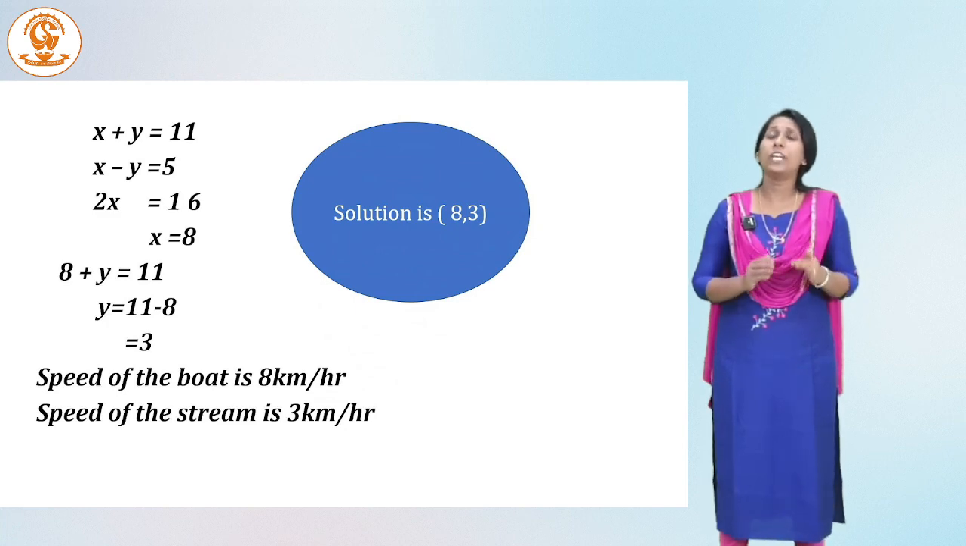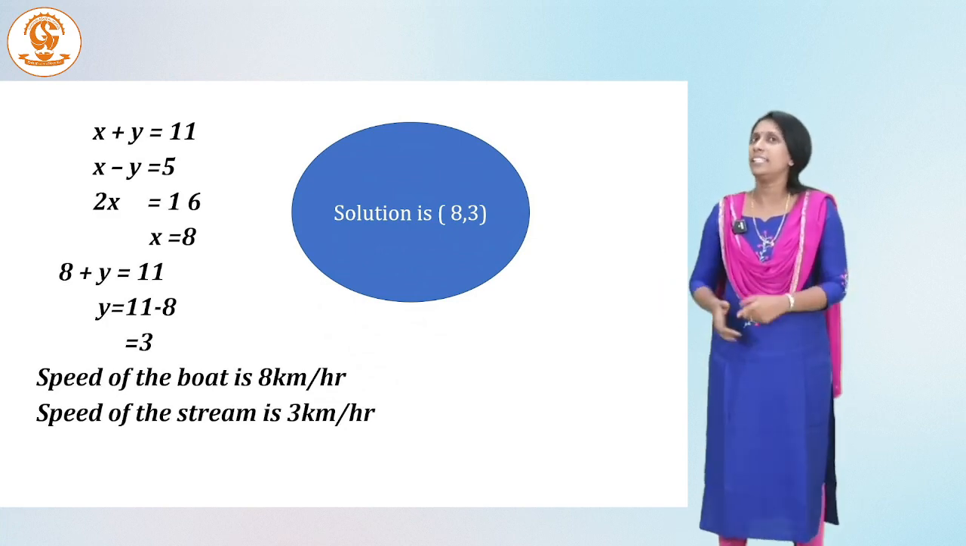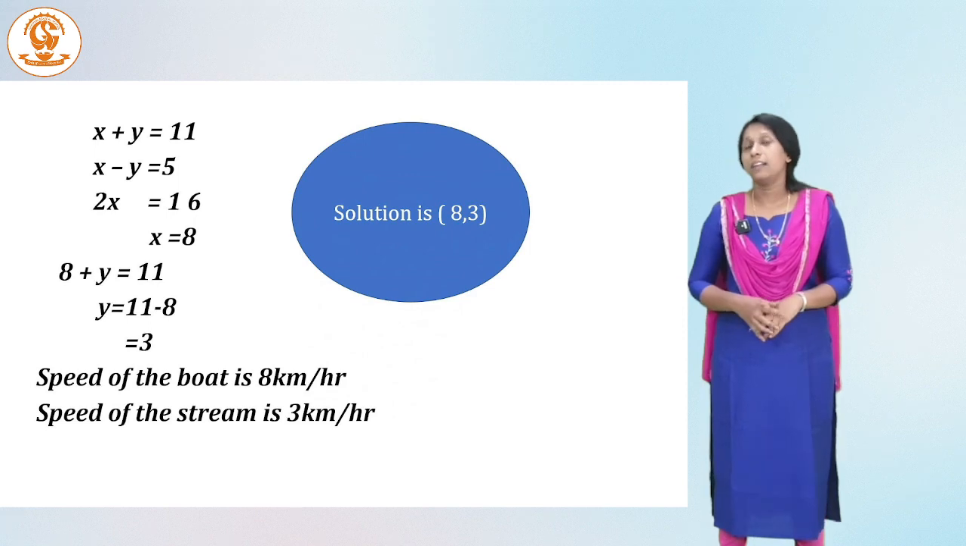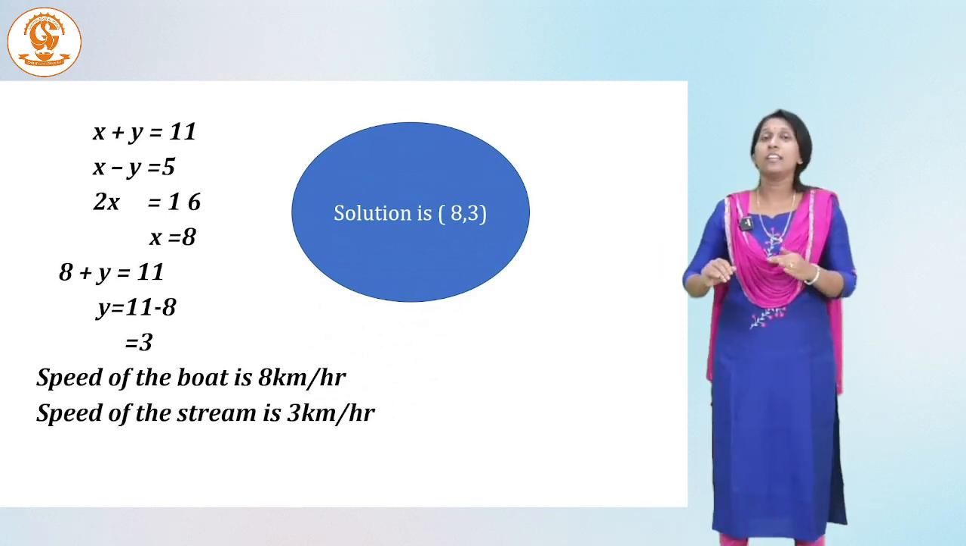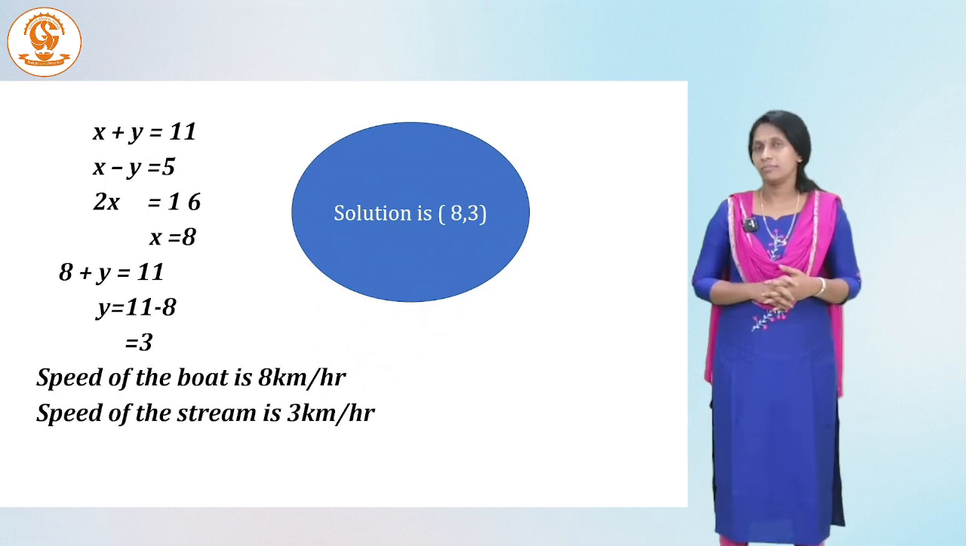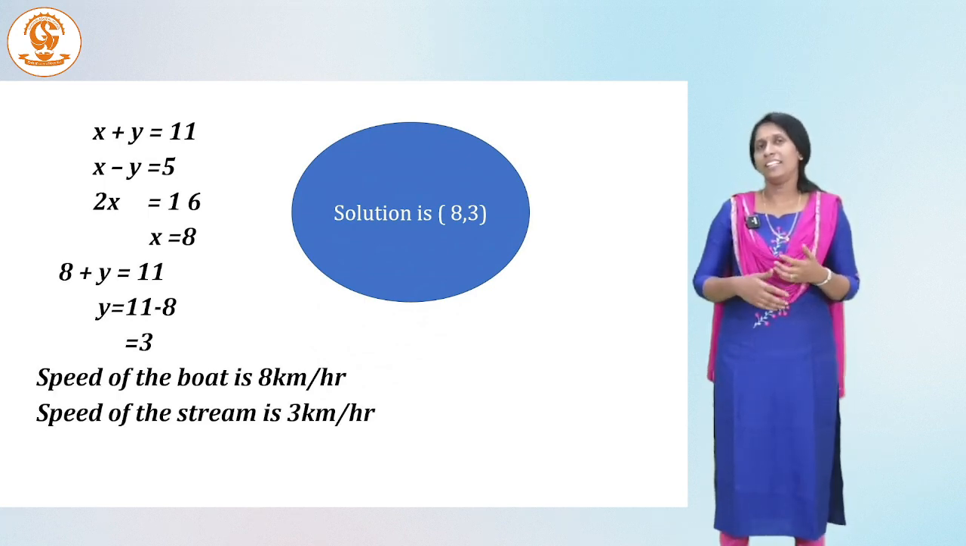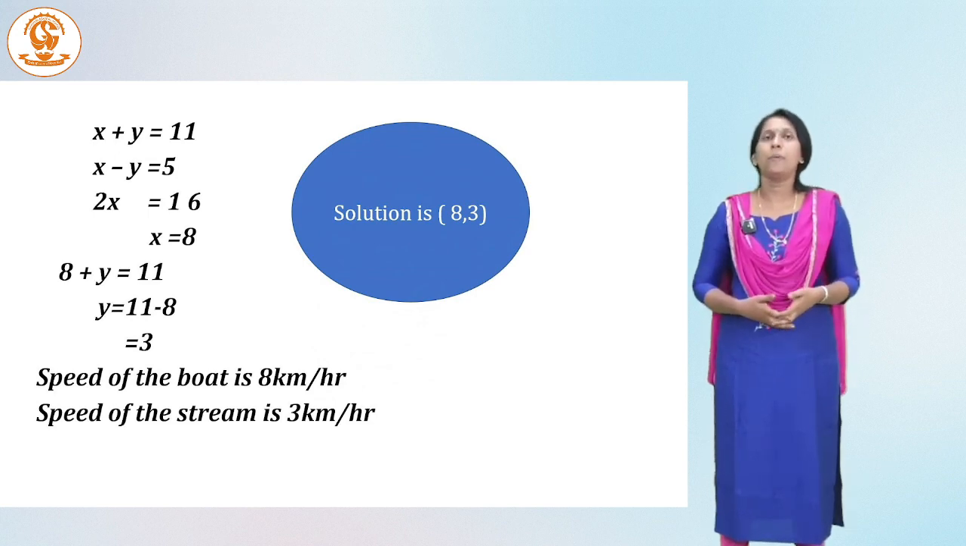So what is our x? x is the speed of the boat in still water, isn't it? That we got as 8 km per hour, and the speed of the stream is 3 kilometers per hour.